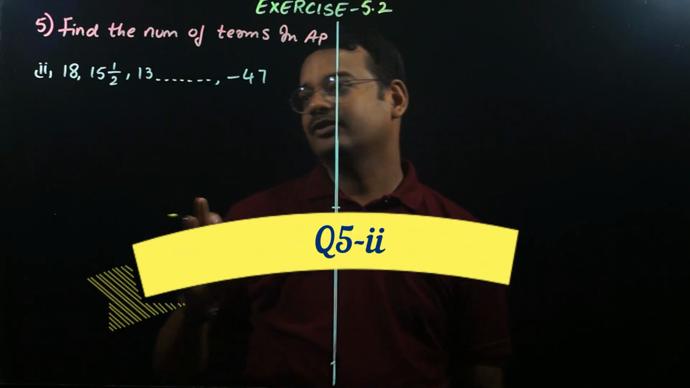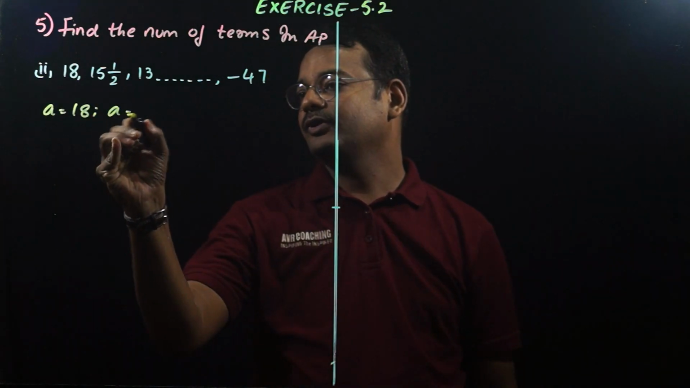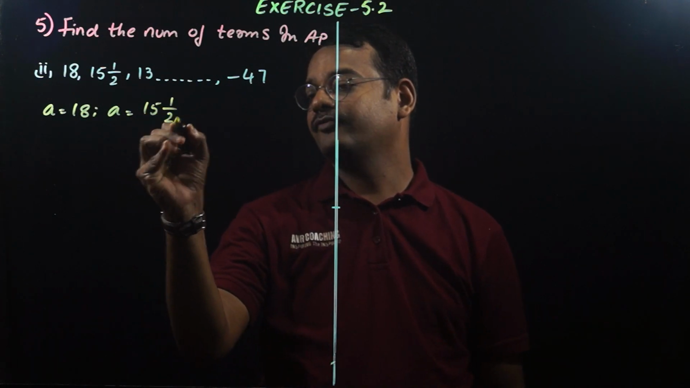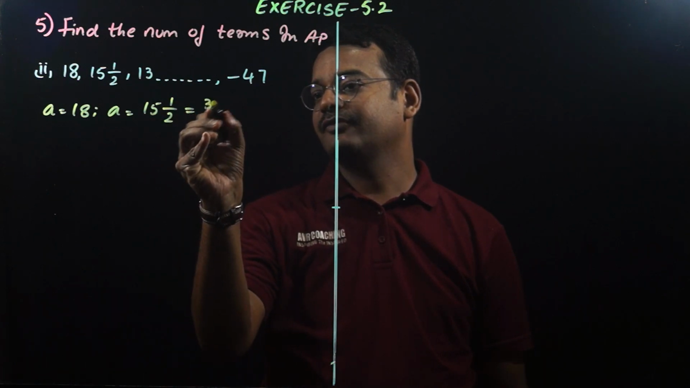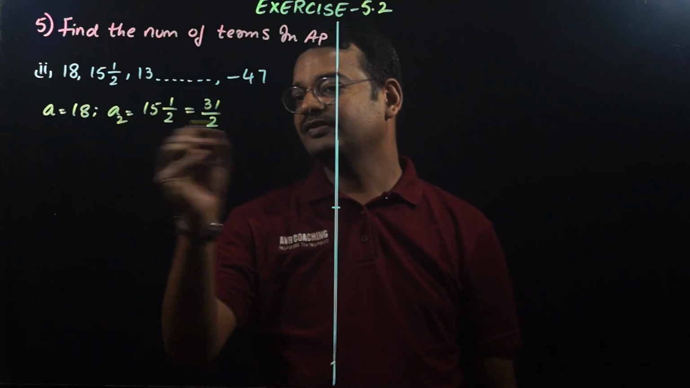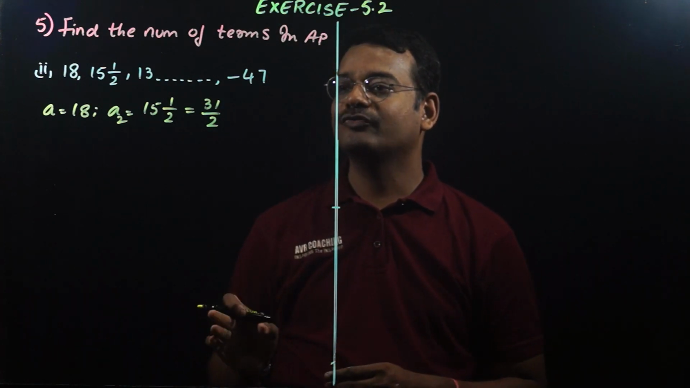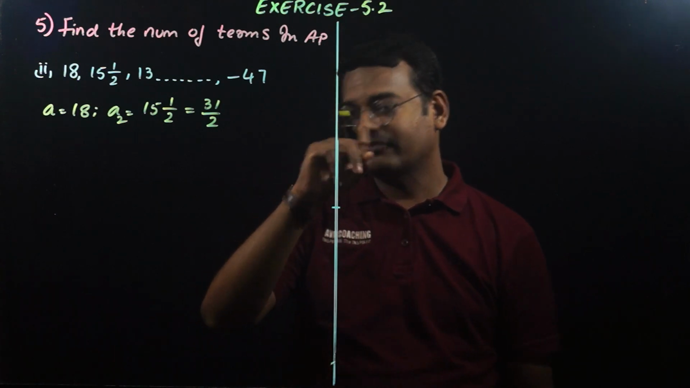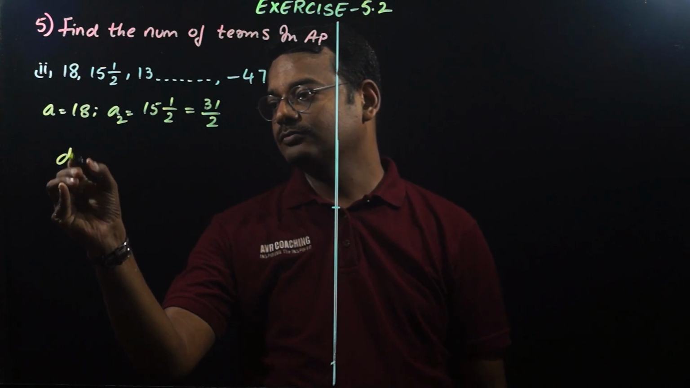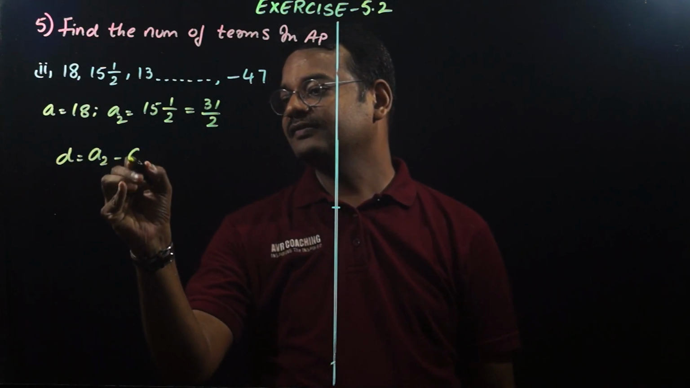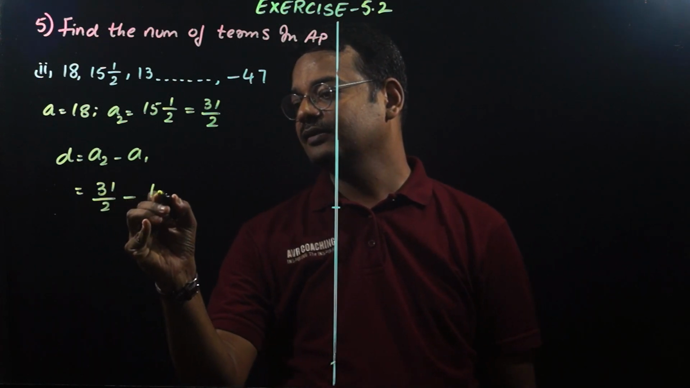Now we have to find the number of terms in the next given AP. Here A equal to 18, A2 equal to 15 1 by 2, which is 31 by 2. Now we have to find the D value to find the number of terms. Here also we are going to find the position of minus 47 because minus 47 is the last term in the AP.